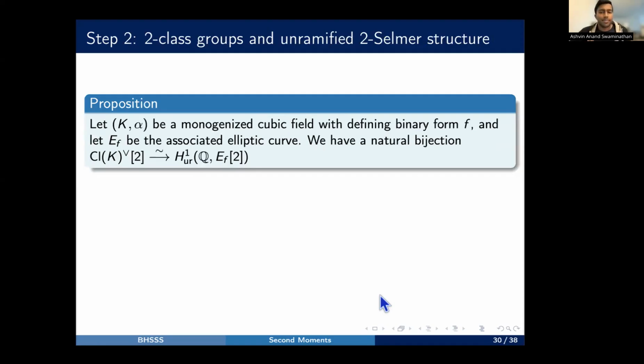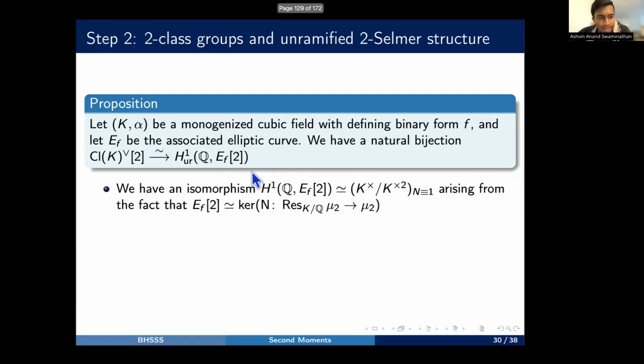And now for the second step, what does the two-class group have to do with the two-Selmer group? Well, we have the following basic result, which states that we have a monogenized cubic field with a defining binary form f, and E_f is the associated elliptic curve. Then there's a bijection between the dual of the two-class group and the unramified cohomology of the two-torsion of E_f. So how do you prove that? Well, the cohomology of the two-torsion of E_f is in bijection with classes in K cross mod K cross squared that have square norm. And that arises from the fact that you can describe the two-torsion of E_f as the kernel of the norm map from the Weil restriction of mu_2 down to mu_2.